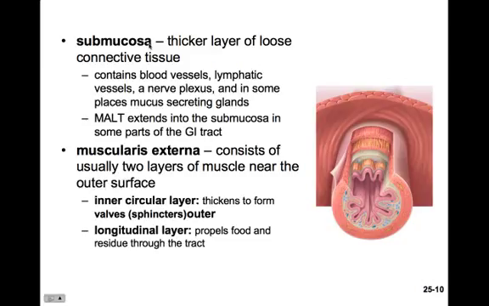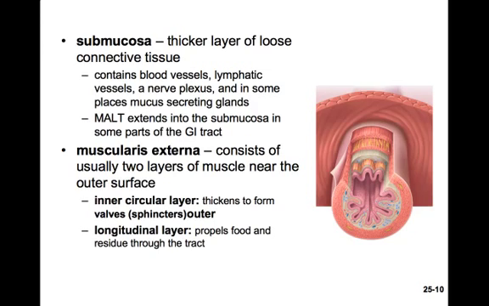The submucosa is a thick layer of loose connective tissue. It contains the blood vessels, contains nerves, and sometimes some mucus secreting glands. The submucosa you can see here right below the orange layer. Some places we'll see the MALT extending into the submucosa.